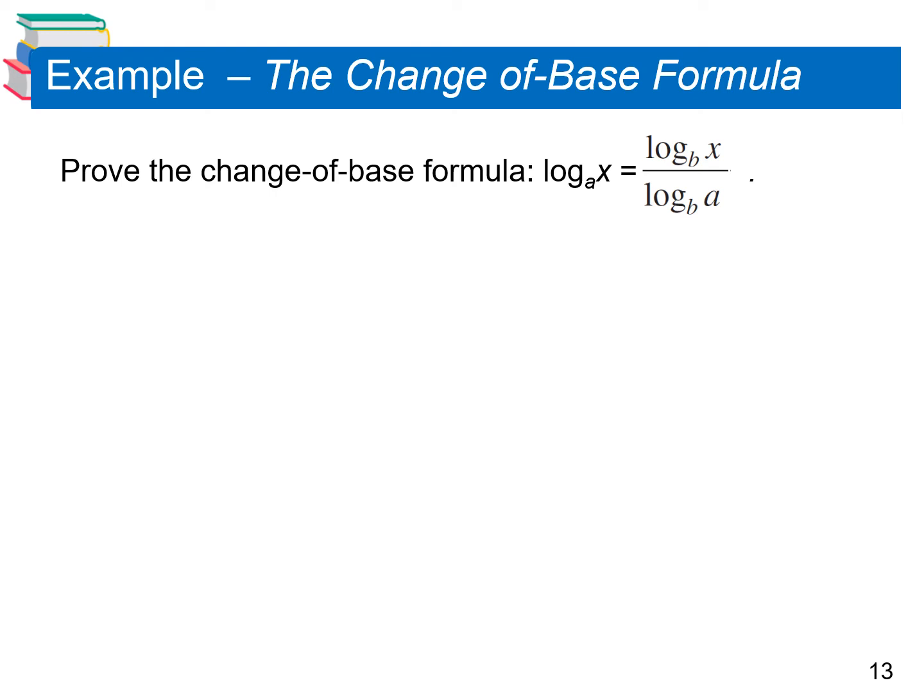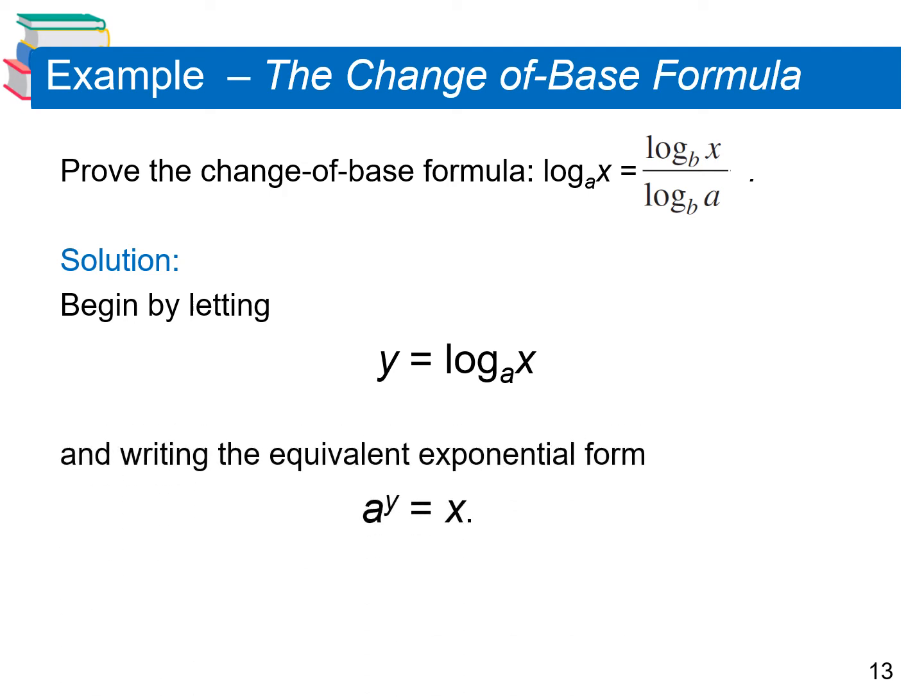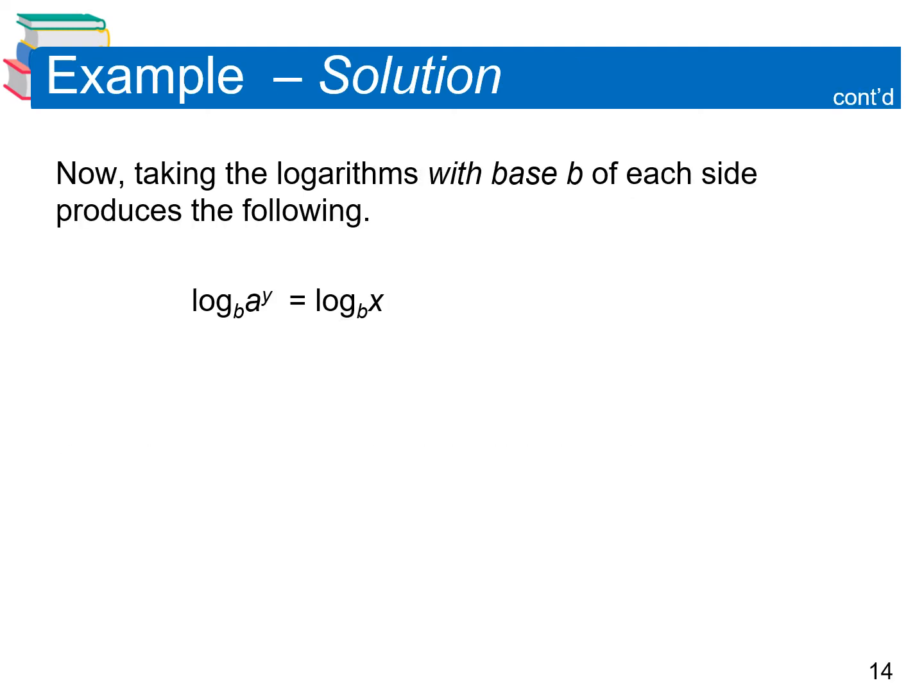Now let us prove the change of base formula. So log x to the base a equals log x to the base b over log a to the base b. So to begin with, let y equals log x to the base a. And then write the equivalent exponential form. So we have a to the y equals x. From here, we are going to take the logarithm with base b of each side, which produces the following. So log of a raised to y to the base b equals log x to the base b.